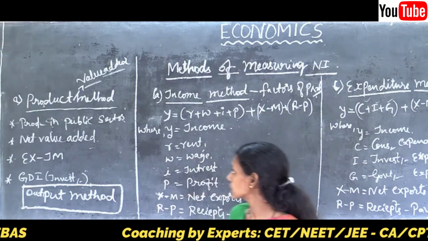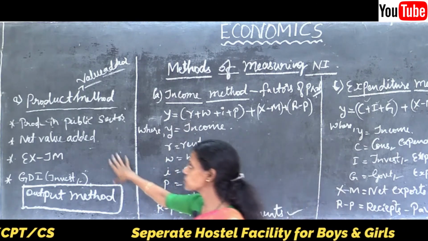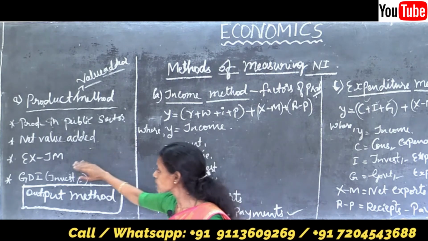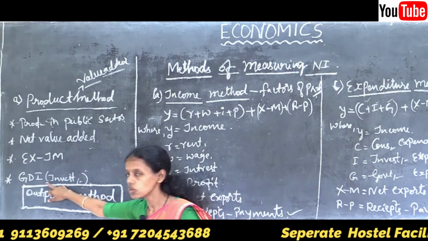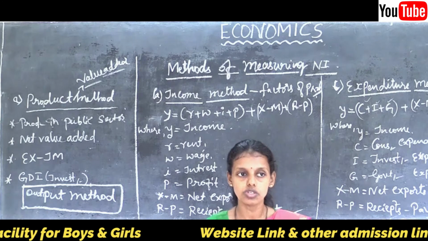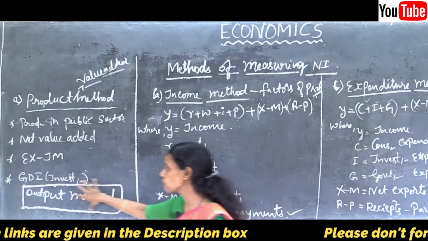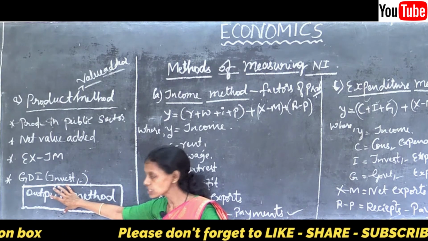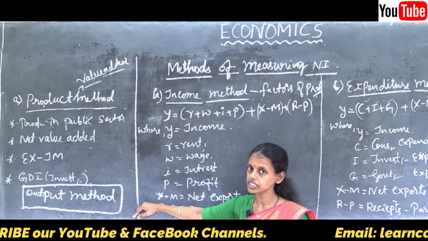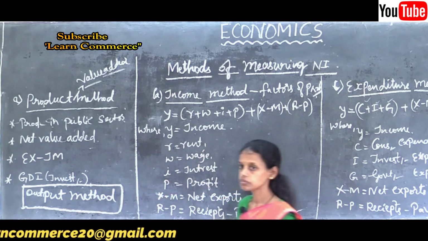The first method of calculating national income is the product method or value added method. So, it includes 4 major things: production in the public sector, net values added, export minus import, and gross domestic investment. Thus, it is together said to be the final value of goods and services produced in the country in a year. So, final values of production, final goods values, are considered. That is what is said to be the output method. On the basis of the output of the country, national income is calculated. So, it is said to be the output method.